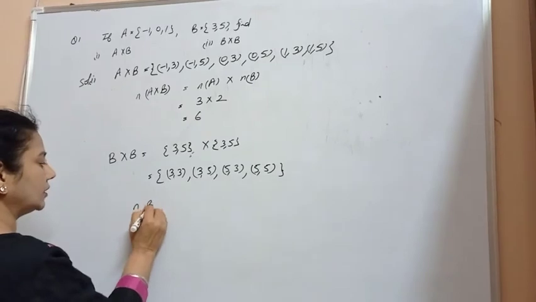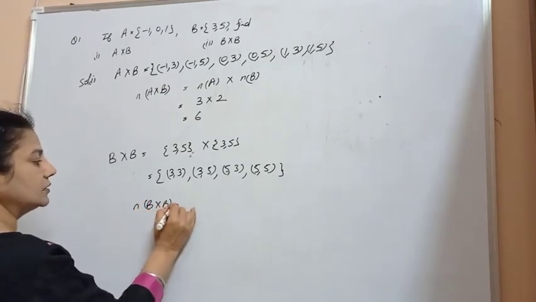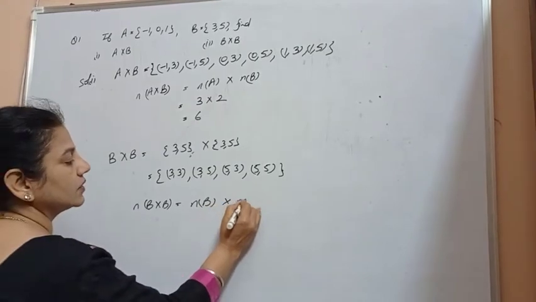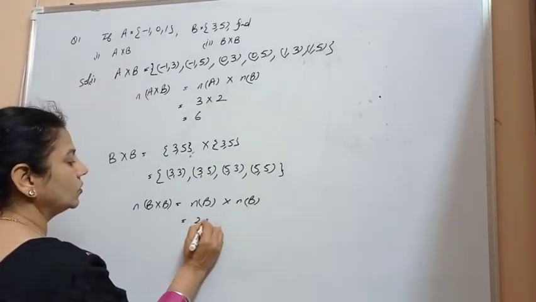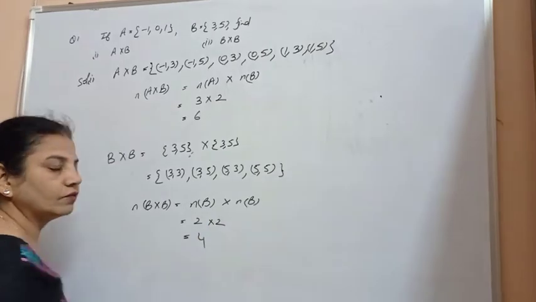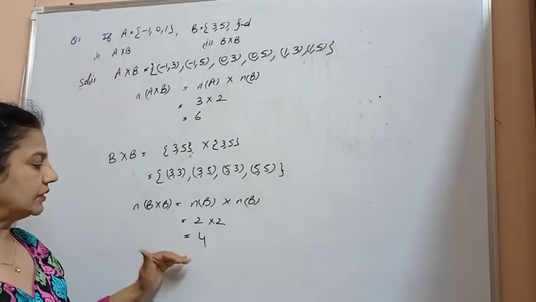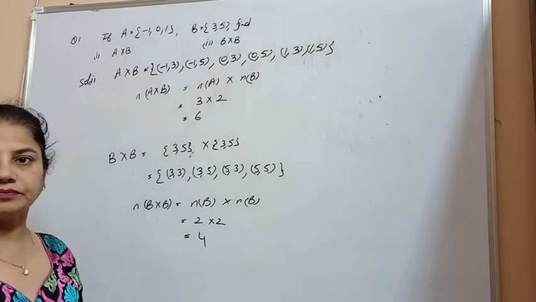Again, if I talk about the number of elements of B cross B, it is equal to the number of elements of set B times the number of elements of set B, which is equal to 2 cross 2 equals 4. So the number of elements, or number of ordered pairs, of B cross B is given as 4.